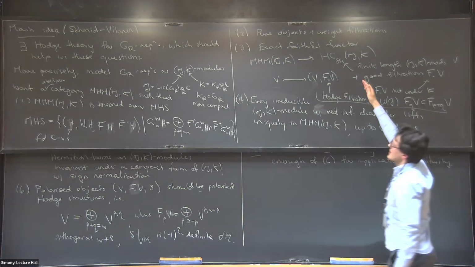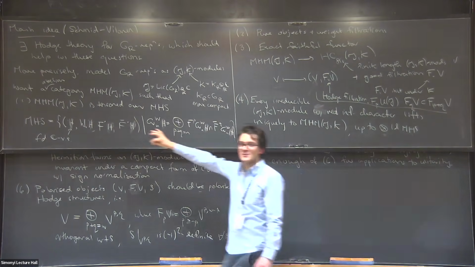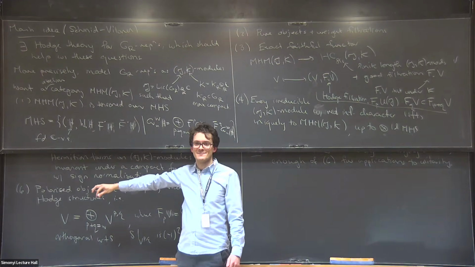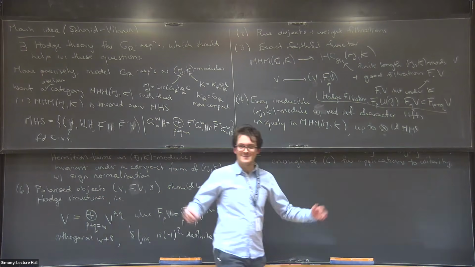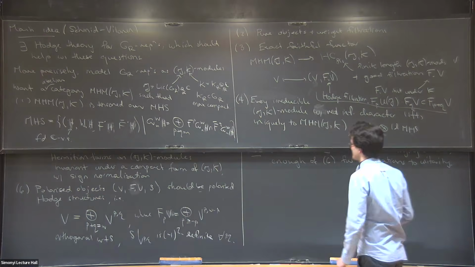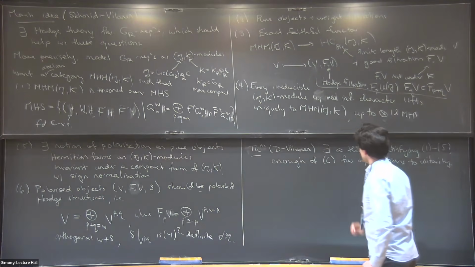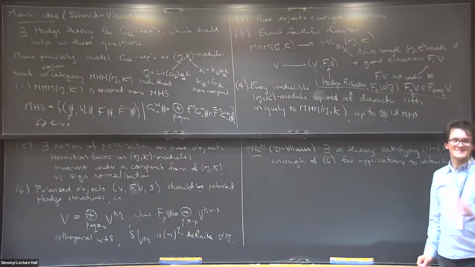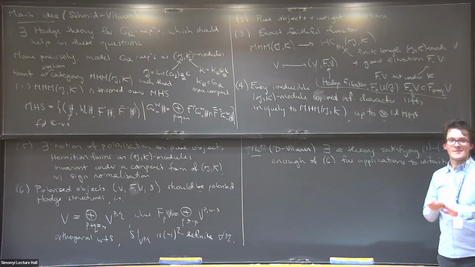So, a good example to have in mind is the forgetful functor from mixed Hodge structures to vector spaces. That has this property, but it's definitely not an equivalence of categories. Thank you. Okay. Anything else?